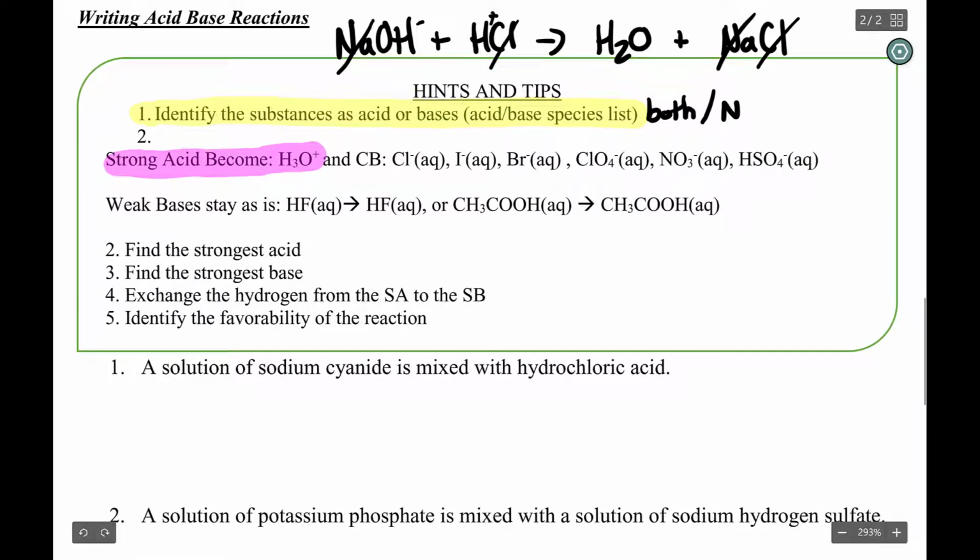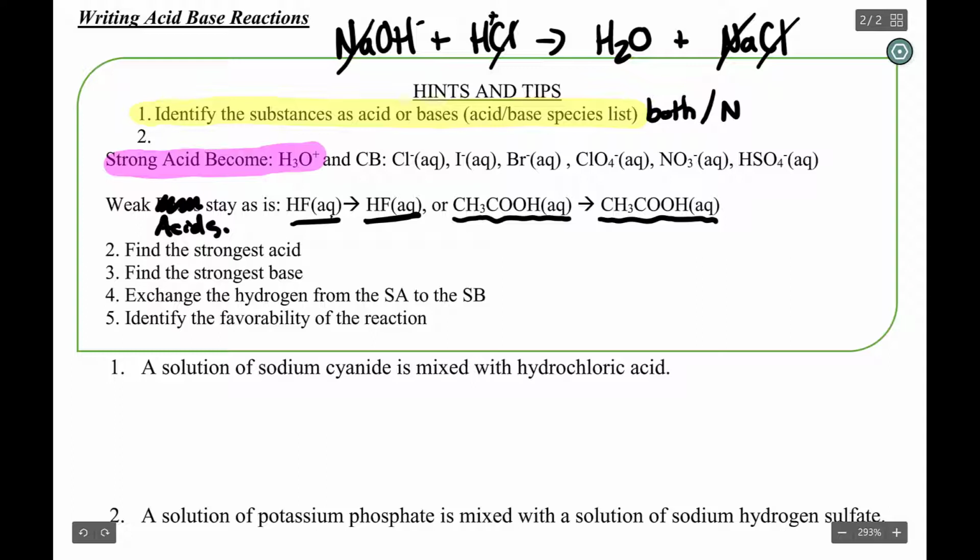Weak acids stay as is. So if I had hydrofluoric acid, I would write it as hydrofluoric acid. I would not change it into hydronium and F minus, because the majority of the species involved is HF, because HF, when it ionizes in water, does so less than 50%, and so we have more HF than we have hydronium. The same thing is true of, say, vinegar. It's a weak acid. I would write it as vinegar.